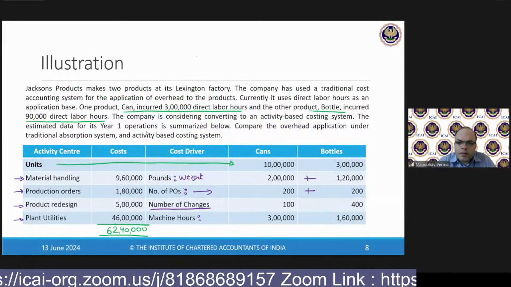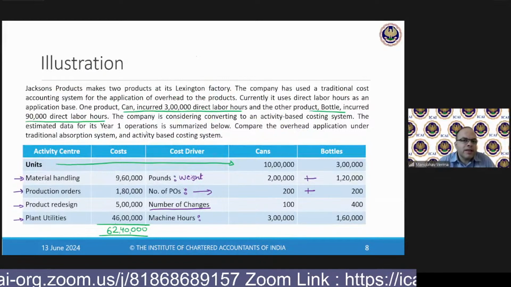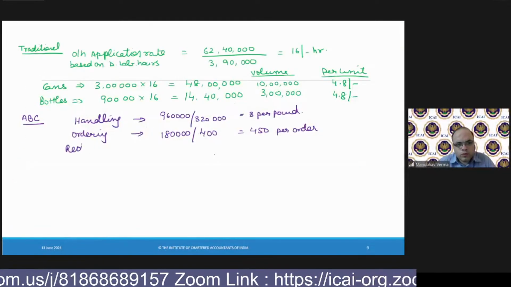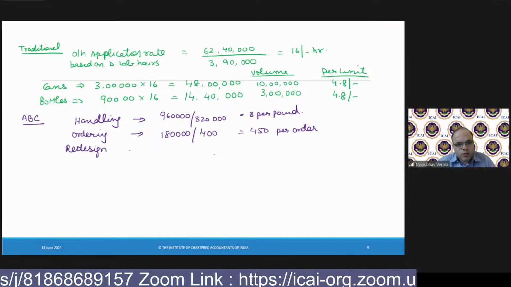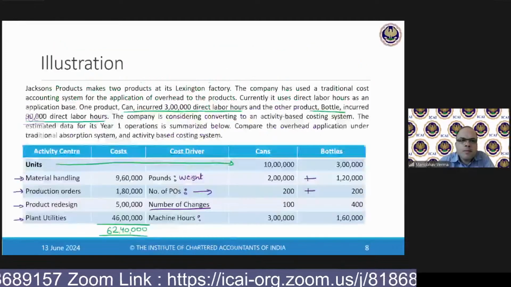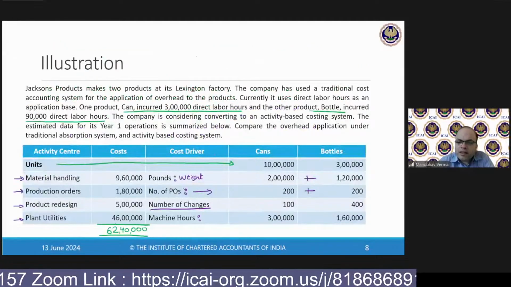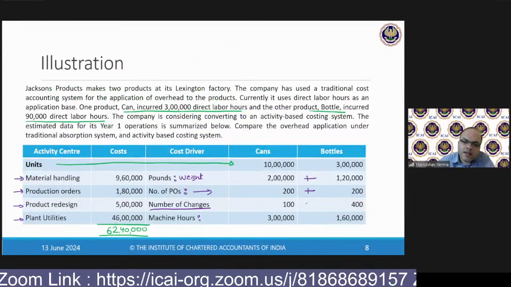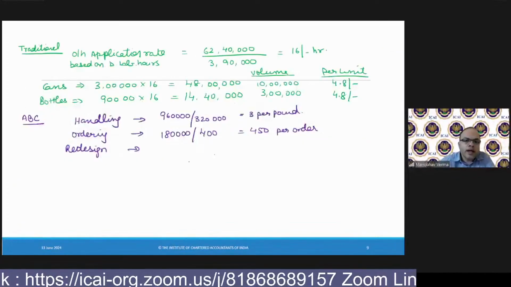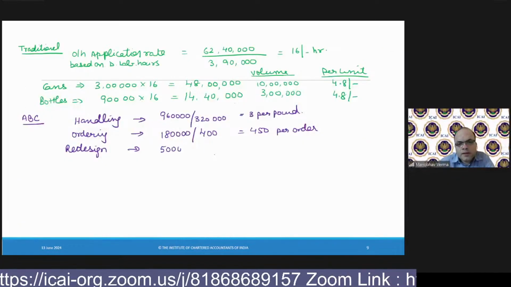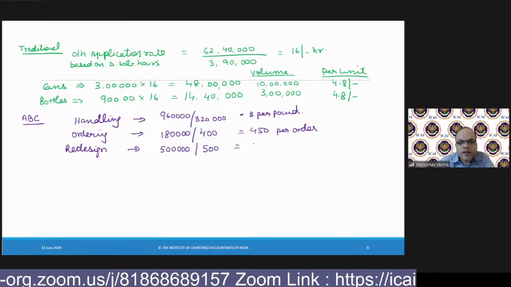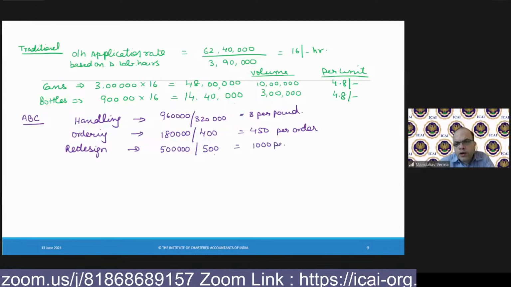Then we are looking at product redesign. So my redesign costs are given to us as 5 lakhs, and the number of changes I can see is 100 for cans and 400 for bottles. So we're looking at 5 lakhs here. My total number of redesigns is 500. So 1,000 per redesign here.